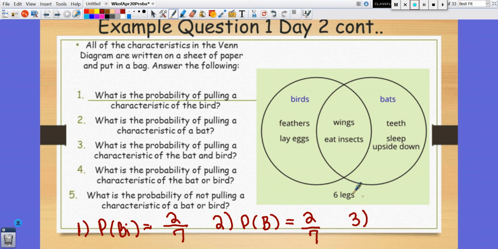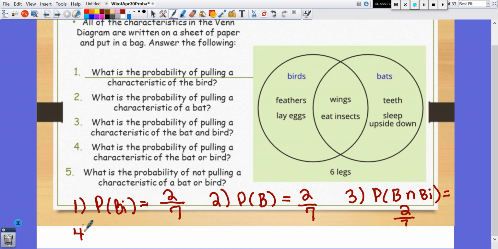Also for number 3, what is the probability of pulling the characteristics of a bat and a bird? So probability of a bat and a bird would be equal to, well, it's something that they have in common, wings and eat insects. So that will also be 2 out of 7, because there's 7 things in that bag.